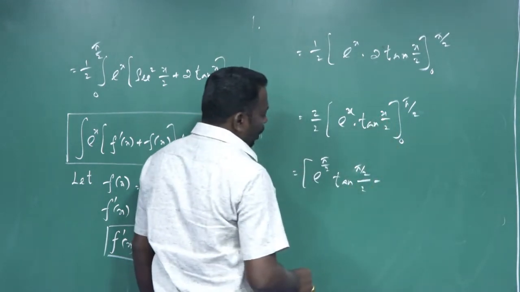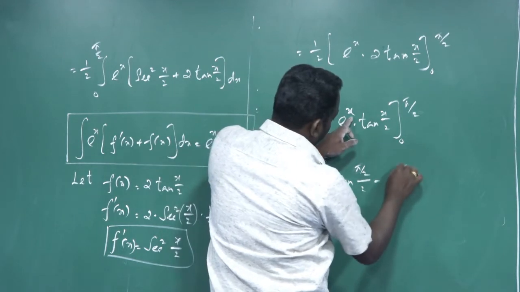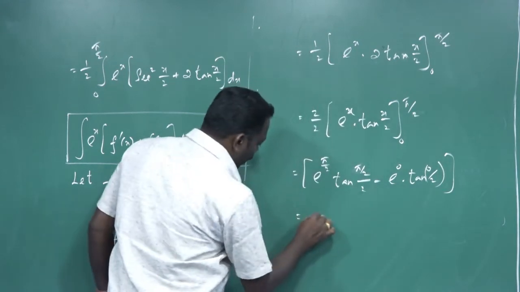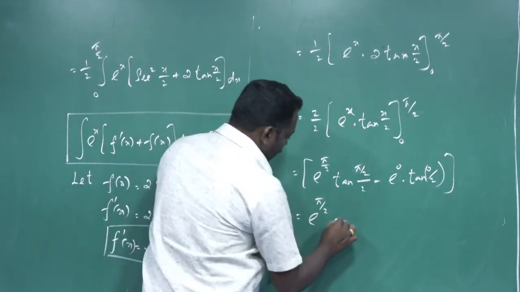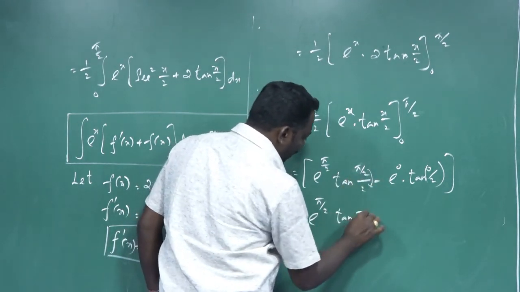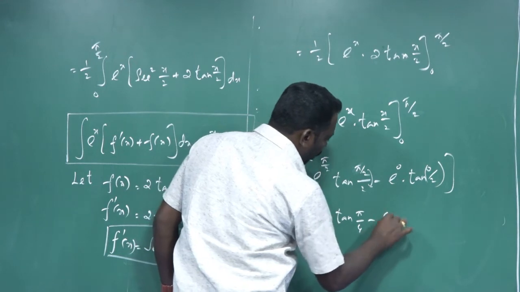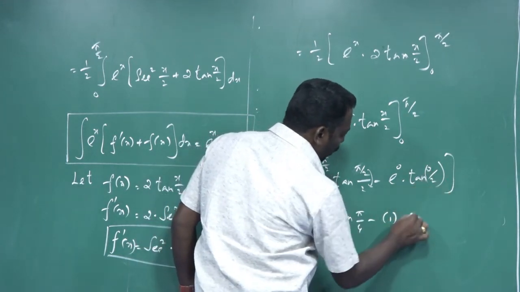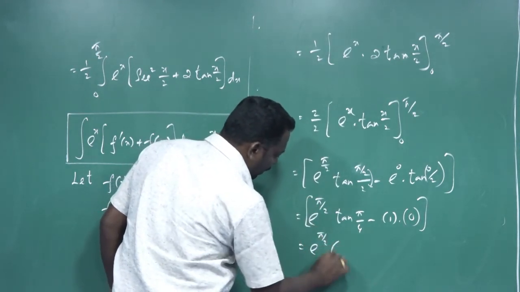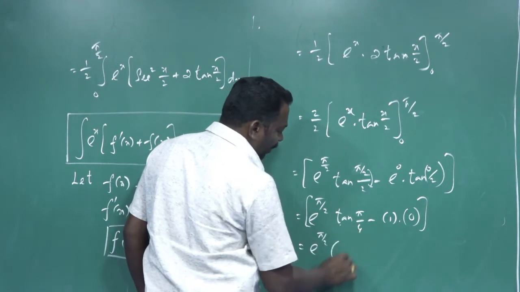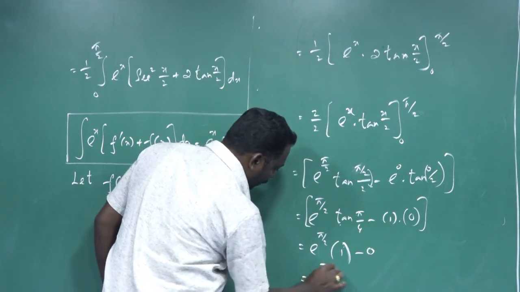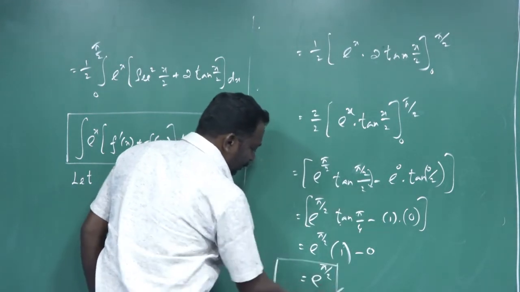Upper limit value minus lower limit, equal to 0: e power 0 into tan 0 by 2. Now that is equal to e power pi by 2 as it is, then tan, this 2 comes in the denominator, pi by 4, minus e power 0 equal to 1 into tan 0 equal to 0. And that is equal to e power pi by 2 as it is, into tan pi by 4, which is tan 45 degrees equal to 1, minus 0, and 1 into 0 is 0. That is equal to e power pi by 2, and this is the final simplification.